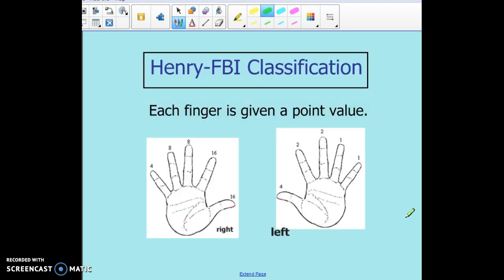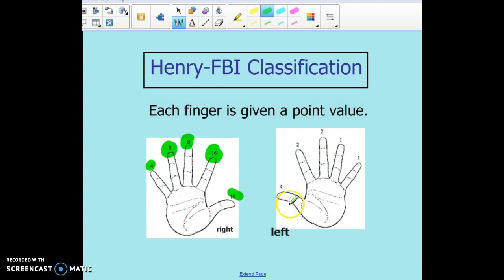The last thing that we need to talk about is Henry's classification system. The FBI used Henry's classification system to set up AFIS. It basically takes and gives a point value to each finger on each hand. So like your right thumb is 16 points, your right index is 16, your right middle is 8, your right ring is 8, and your little one is 4.